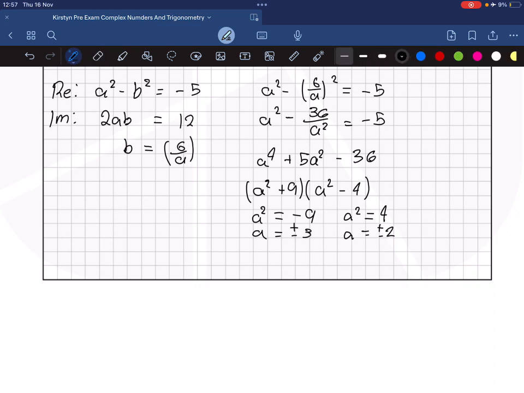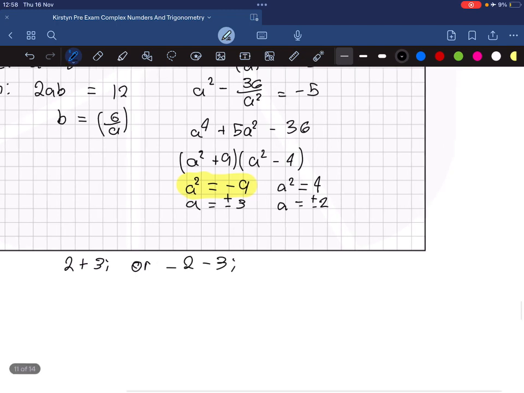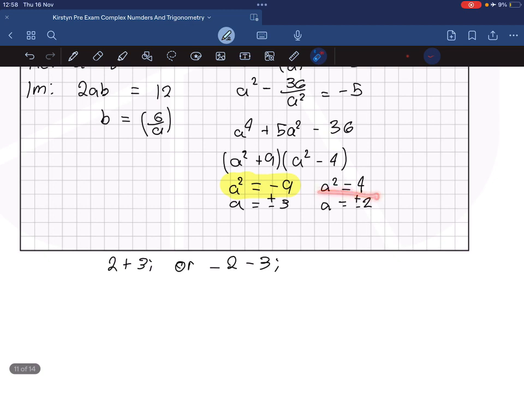Because in this bit right here we have a squared is equal to a negative number, this is going to be the complex part of it. So therefore, we can rewrite this as either 2 plus 3i or minus 2 minus 3i. That's because we have a squared is equal to 4 here, so 4 is a real number, and if we plug minus 2 into here, we still get 4. So this is going to be our real part, whereas over here we have a squared is equal to minus 9. This has to be complex, because you can't square a number and get a negative number. So this is going to be our complex part, but we still have to use the plus or minus 3. So these are our two answers.